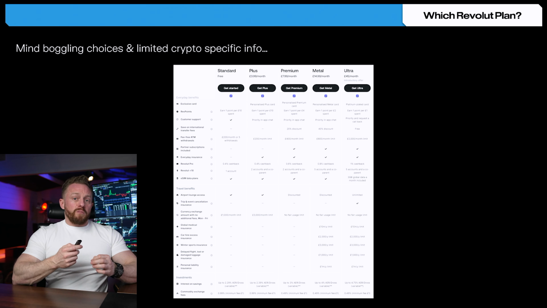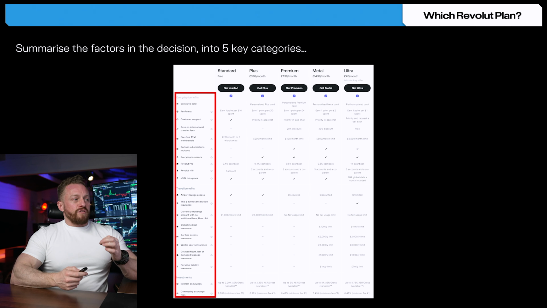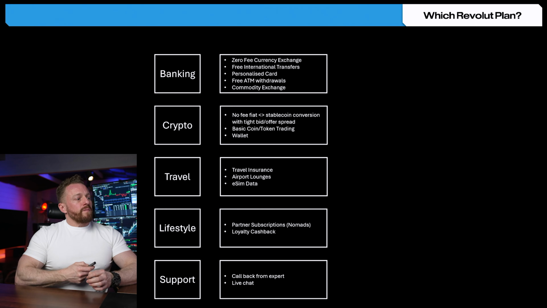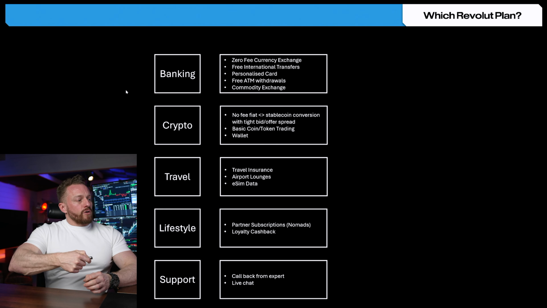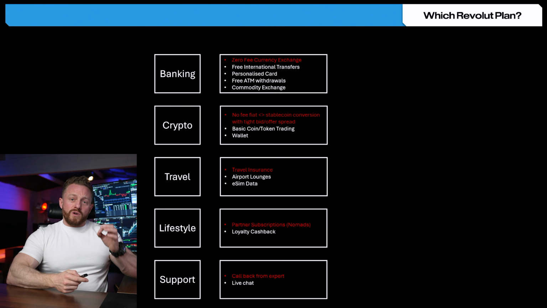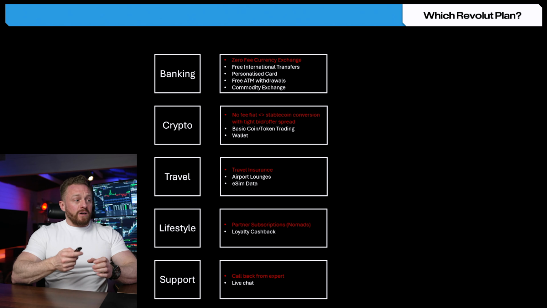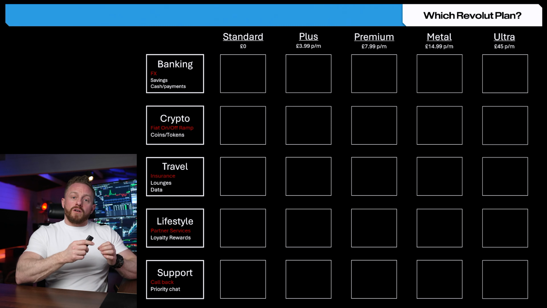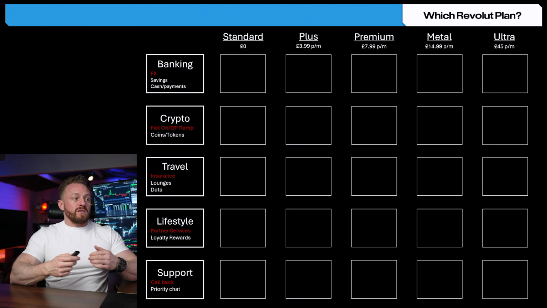So I've pulled together these factors into 5 key categories, which are banking, crypto, travel, lifestyle, and customer support. And I've also highlighted within each topic what is the standout feature that really makes a difference. And now we can map this to the different plans and start to compare across the topics.